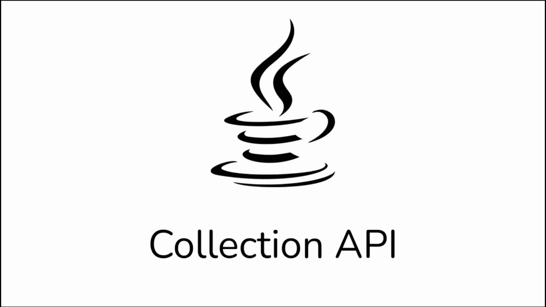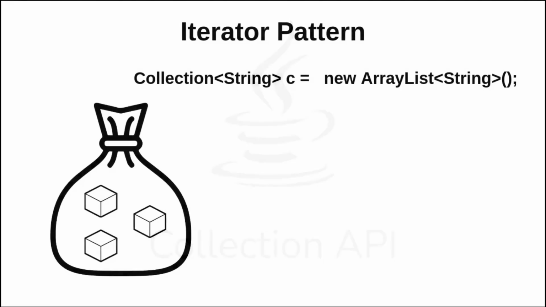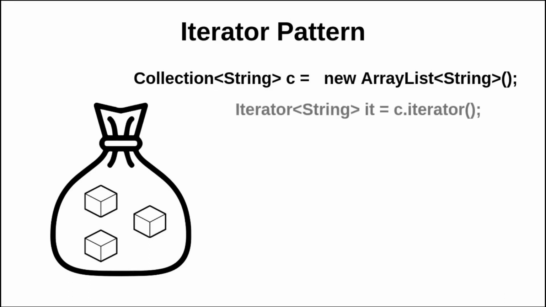Now, let's see how we could iterate on the elements of a collection. Now that we have a collection and we have put elements on it, we can build an iterator with the iterator method. This method returns an interface of string. Why string? Because I have a collection of strings. This iterator has two methods.